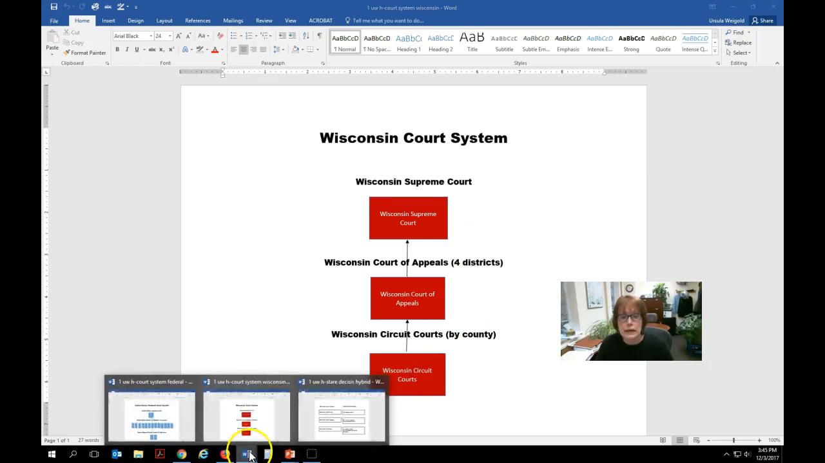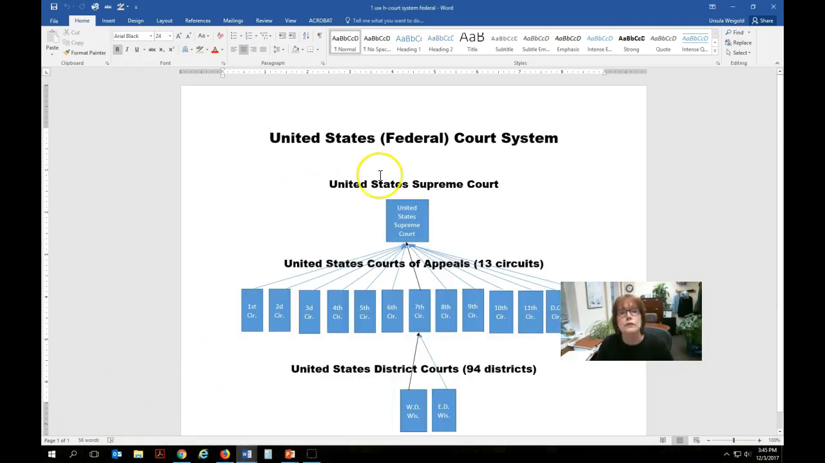Okay, similarly, if we look at the federal court system, there are also 3 levels, but it's slightly different, as you can see, at the Court of Appeals level. In Wisconsin, we would be either in the Western or Eastern District of Wisconsin. Here in Madison, it would be the Western District of Wisconsin.